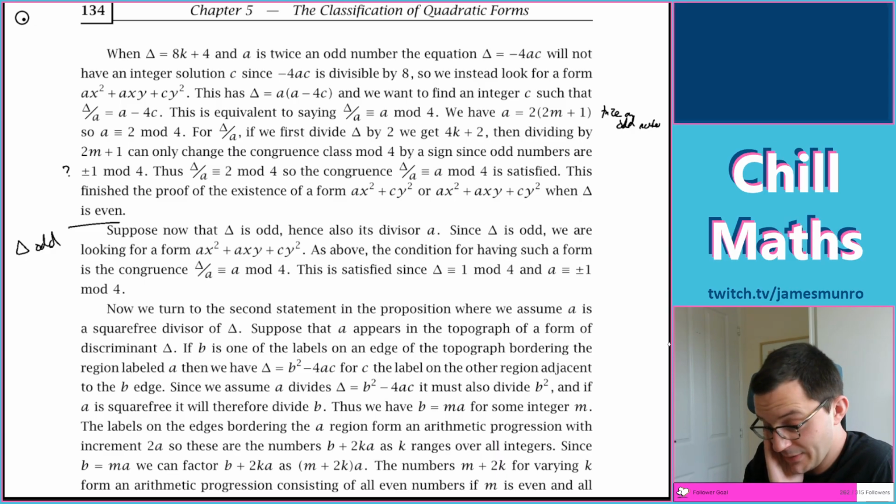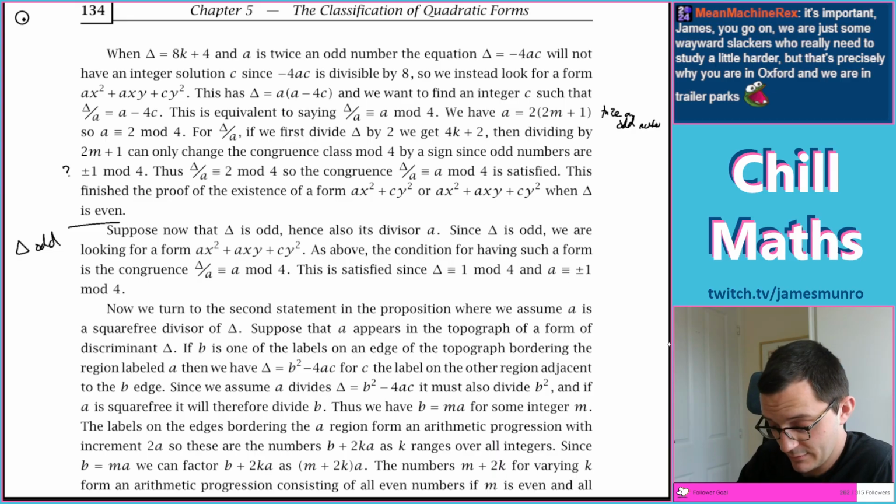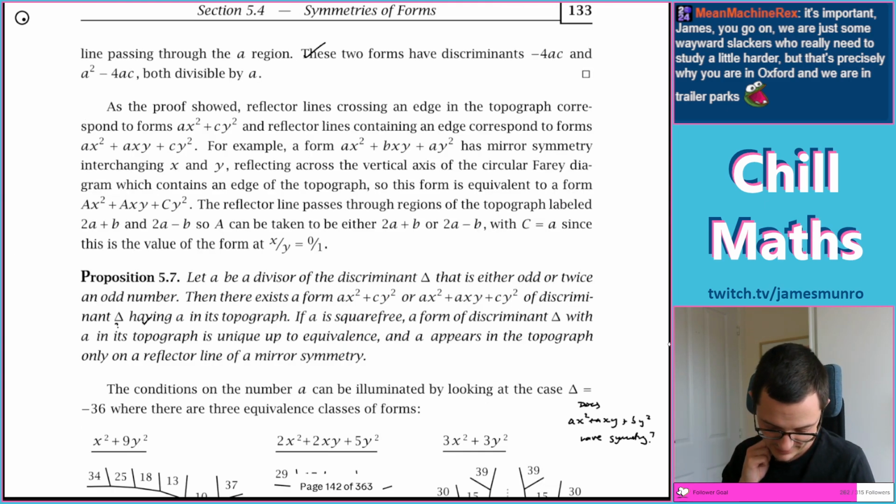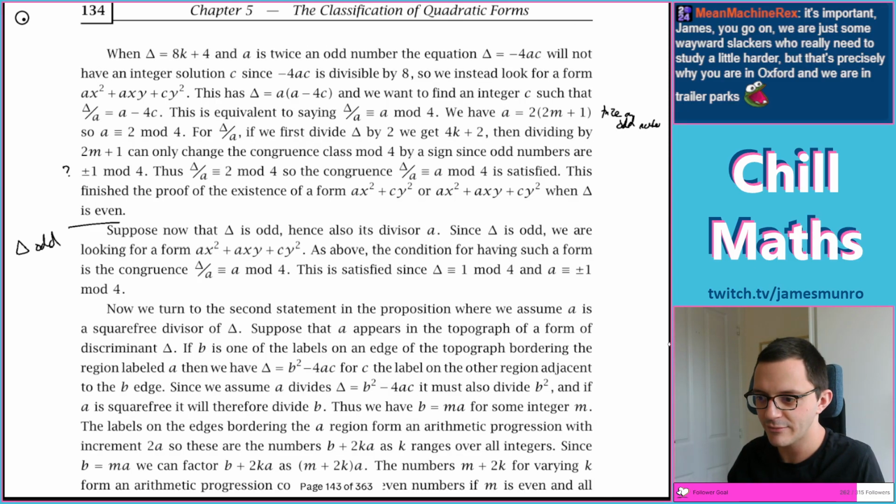The answer seems to be, well, yes, if the divisor is odd or twice an odd number, you can find some quadratic form that takes that value and has discriminant whatever you wanted. Are those the conditions? And then also if a is square free, then it's sort of unique how you do that. Fair enough.